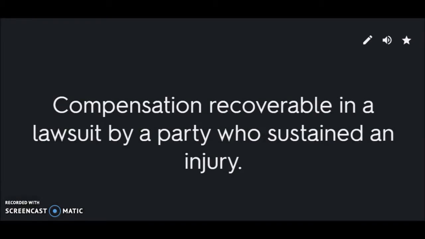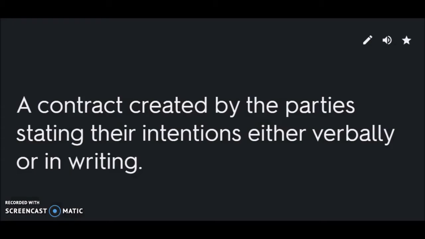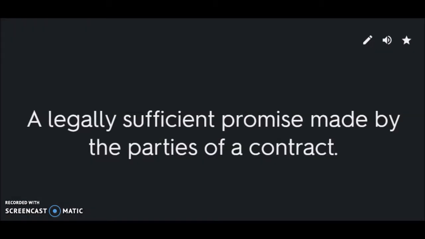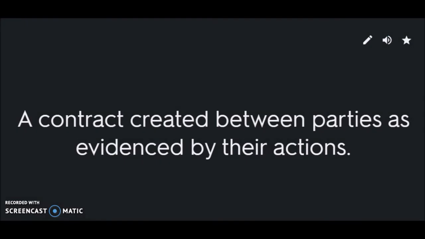Damages. Compensation recoverable in a lawsuit by a party who sustained an injury. Express contract. A contract created by the parties stating their intentions either verbally or in writing. Good consideration. A legally sufficient promise made by the parties of a contract. Implied contract. A contract created between parties as evidenced by their actions.